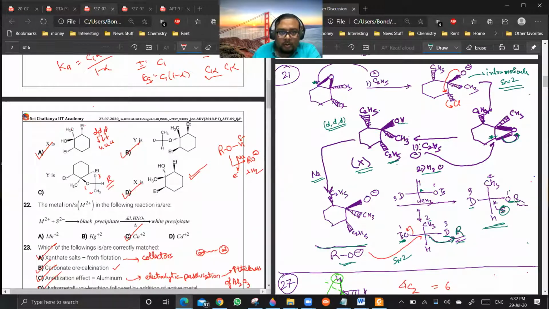Okay, sir, understood. Now you see, we have to check for Y. The product is having an S configuration, so you have to check which one is having S configuration. Now you see this is 1, this is 2, and this is 3. So it is S. Are you getting the point? And here the configuration is R only. So this cannot be the product.